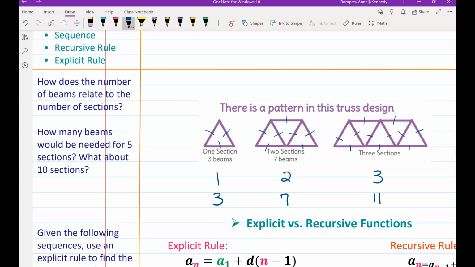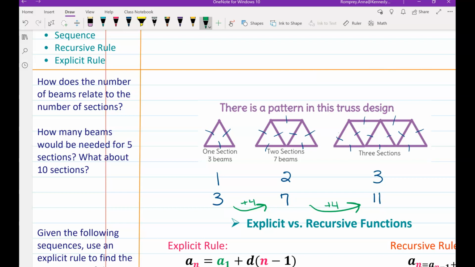Okay, so how does the number of beams relate to the number of sections? Well, let's look for the pattern. Each time we add a new section, how many more beams are we adding? Well, 3 plus 4 gives us 7. 7 plus 4 gives us 11. So how does the number of beams relate to the number of sections? Each time we're adding a section, we have 4 more beams.